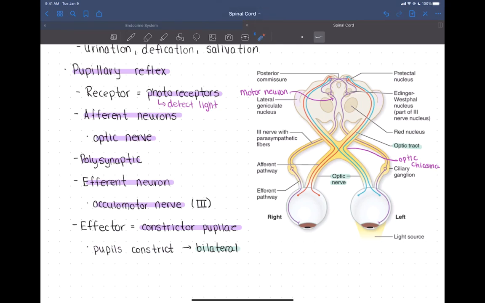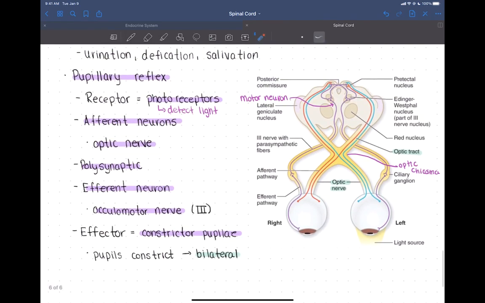All right, so that's our last reflex, and that's the end of the spinal cord chapter. And so then next we are going to talk about the autonomic nervous system.